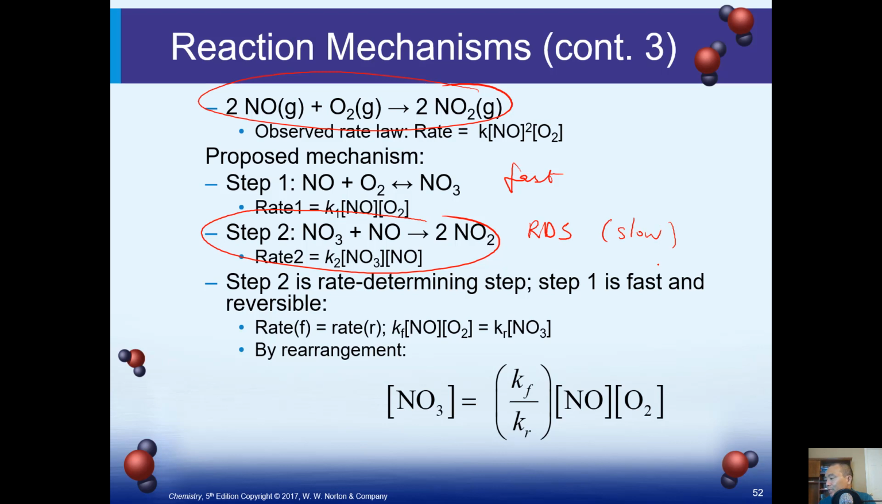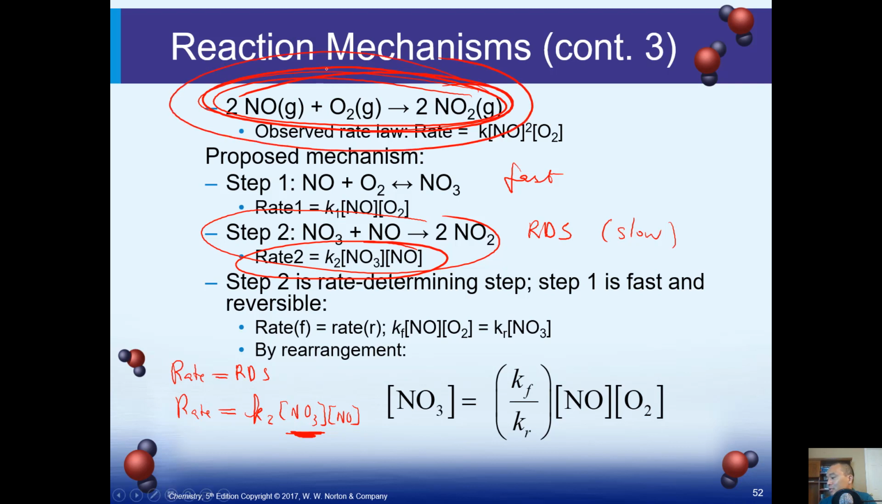Do remember, the reaction rate will be the same as the rate determining step. In other words, the rate for the overall reaction will be the same as step 2, or rate 2. That means k2 times NO3 times the NO concentration. But do remember, NO3 is not part of the overall reaction, as you see over here. Rather, this is an intermediate.